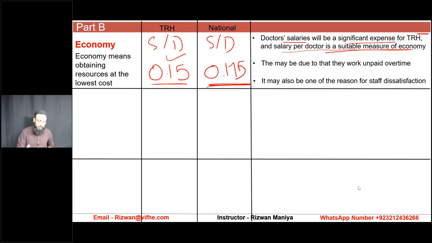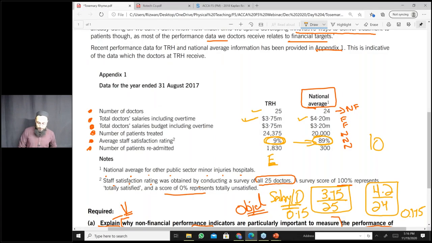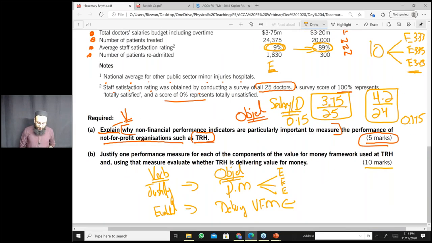I'll make you perfect here. It was a 10-mark requirement. So 10 marks requirement, and there are three things to be written here: economy, efficiency, effectiveness. So just split the marks: 3.33, 3.33, 3.33. No one will tell you such a marking scheme. And what was the requirement? You had to justify and evaluate the performance.